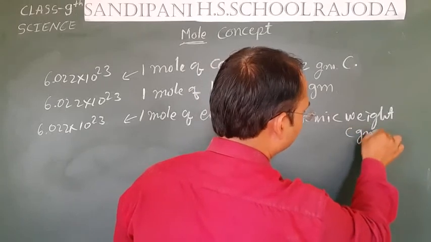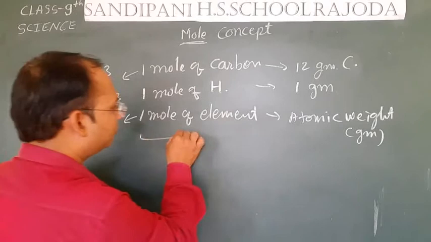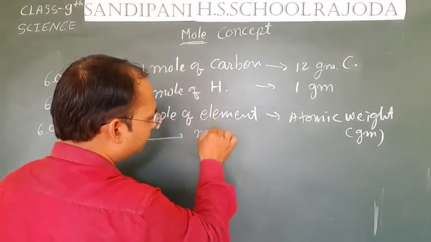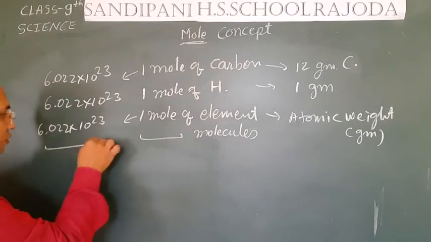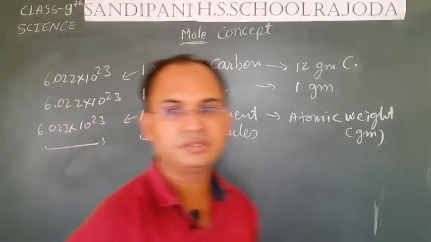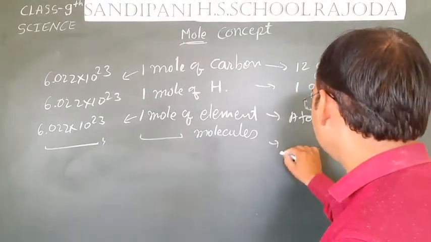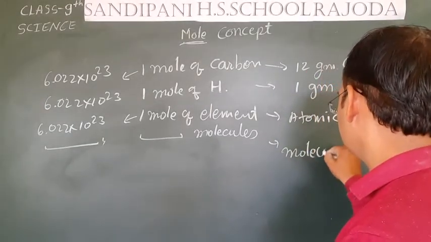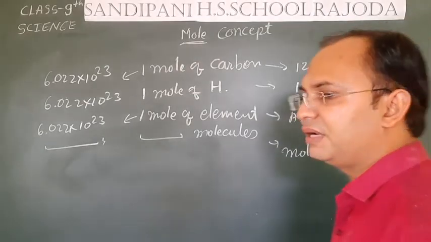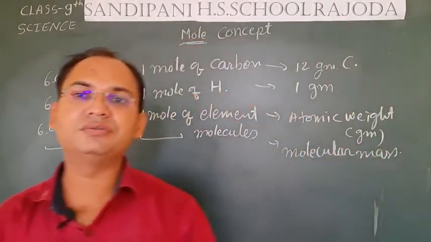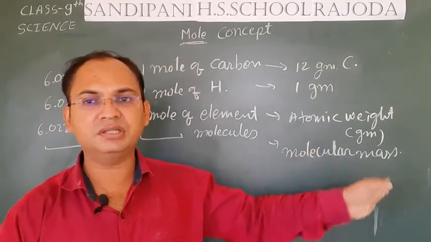in grams. And if we take 1 mole of molecules, its value will also be equal to 6.022 into 10 to the power 23. But here we will take the molecular mass, and we have seen that molecular mass is equal to the sum of the individual atomic masses that constitute the molecule.